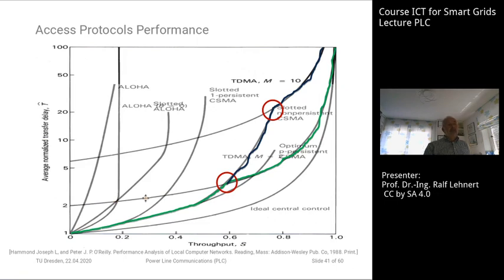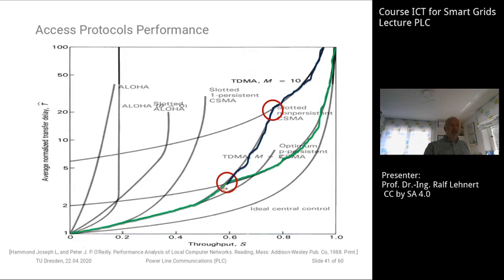TDMA means polling. That means you have to check, is there something to transmit, and then you go to the next transmitter. And of course, the more transmitters you have, the longer the polling cycle lasts. That means a system with many transmitters has, even in the case of low load, a minimum transfer delay which is quite high. And that means a TDMA system is worse compared to a CSMA system in the case of low load.